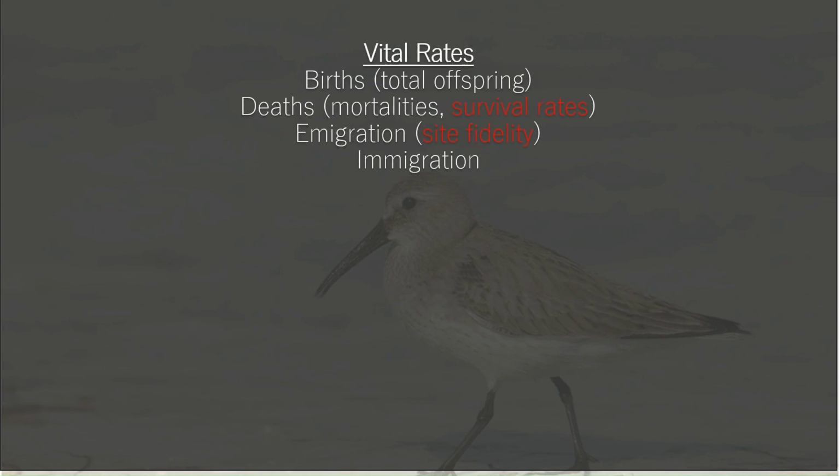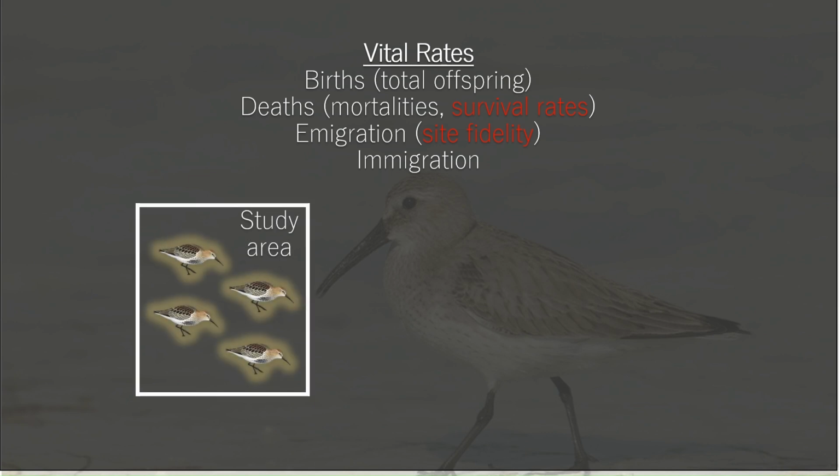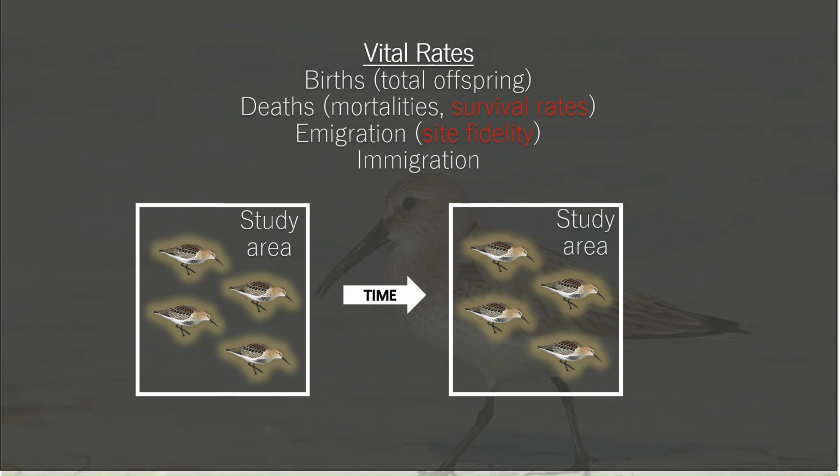Emigration is also informative. So for shorebirds, survival rates are typically estimated using mark, capture, and recapture data. By comparing the proportion of marked individuals from the first sample to the second sample, we can estimate population size and survival rates. So in this example, our survival rate is 100%.